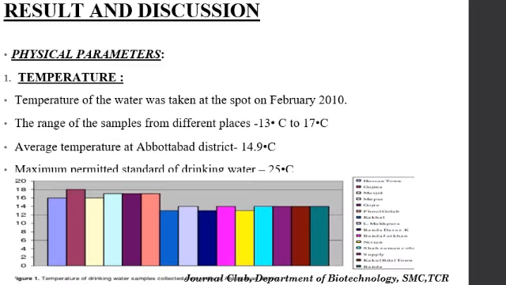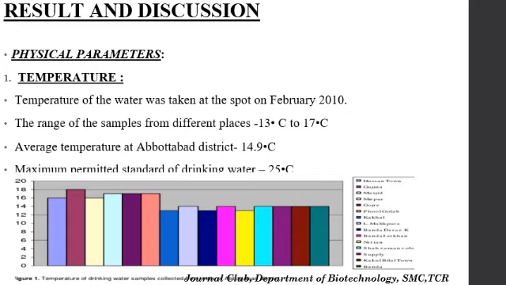Results and discussion. The result is divided on the basis of three parameters: physical parameters, chemical parameters, and biological parameters. The following are the points that come under physical parameters: temperature, pH, total dissolved solids, conductivity. Temperature. Temperature of water samples was taken at the spot in February 2010.